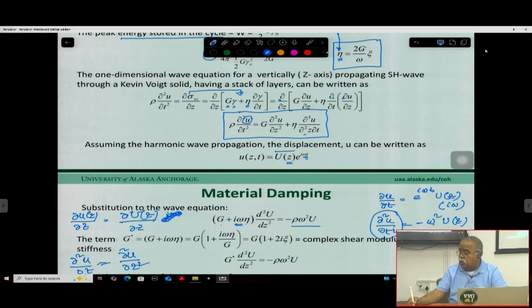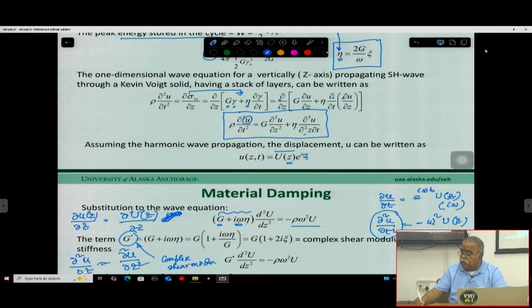So this will be like this one. So G(iωη) d²u/dg² into this part. Now these things, since it has a real part as well as a complex part, I call it a complex shear modulus. So this is what we call a complex shear modulus. So the complex shear modulus will be equal to G(iωη).